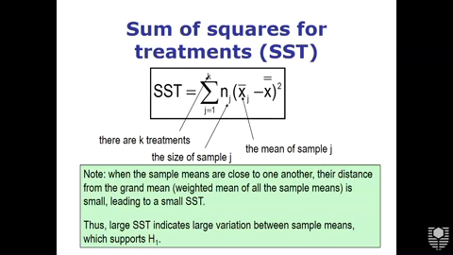So if SST is big or large, that means there is a large difference or large variation between sample means, which supports the alternative hypothesis. Sorry, the alternative. The null is equal. When are we going to use SST? If we are going to test the differences or variations between the samples, SST.